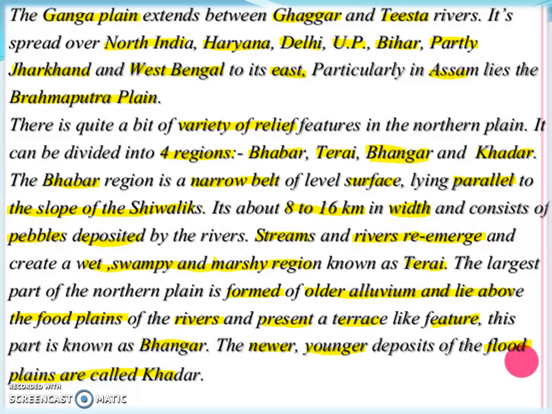The streams and rivers re-emerge and create a bit swampy and marshy land that is known as Terai. So the Terai is where streams and rivers re-emerge and create a swampy or marshy area. Then the largest part of the Northern Plain is formed by old alluvial soil and lies above the flood plains of the rivers and presents a terrace-like feature that is known as Bangar.